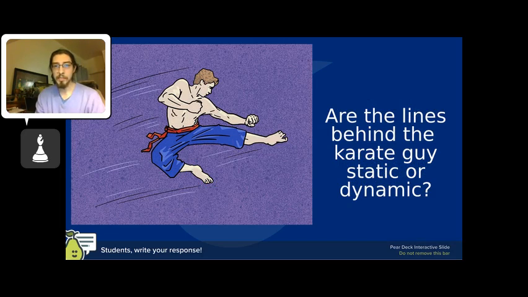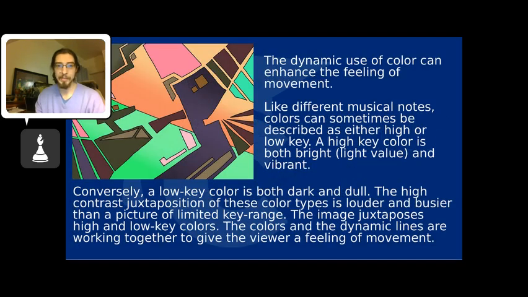So this karate guy, are the lines behind the karate guy static or dynamic? We have multiples of them, so there's definitely reminds us of movement because we have that repetition going on, but they're also at a weird angle. So they're at a diagonal angle, they're slightly curved, and they kind of taper actually too, if you notice. It looks like they're a little bit thicker in the middle and thin at the ends. So for all those reasons, those are an example of dynamic lines.